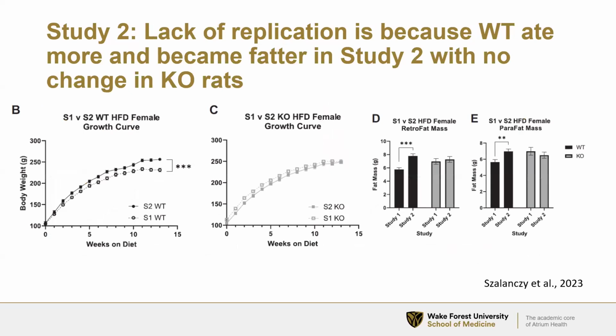And one of the things that she found is that the wild types changed between the 2 studies. So here, this first slide is study 1 versus study 2 in the wild types. And you can see that the wild types got bigger, a lot bigger in study 2. There was not the same change in the knockouts. And you can see that the ones on that side are the fat pads. So both body weight and fat pads got bigger in the wild type.